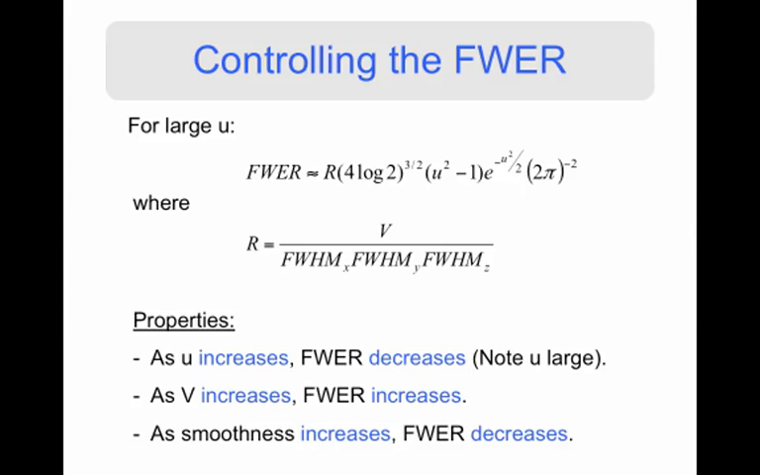So in sum, even though this formula looks not so intuitive, when we break it down, it makes a lot of sense. And so what we can do in this case is, if we want to control the family-wise error rate at, say, 0.05, we can find a value of U for which this entity is equal to 0.05, and that will be our threshold.